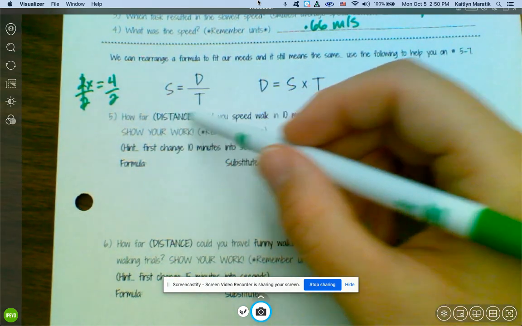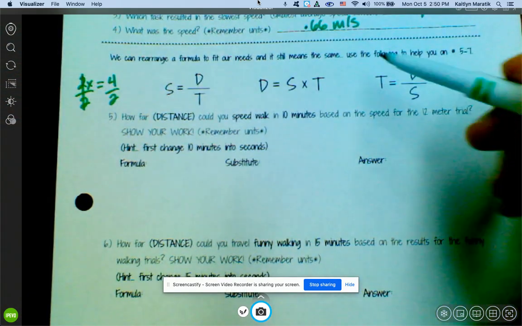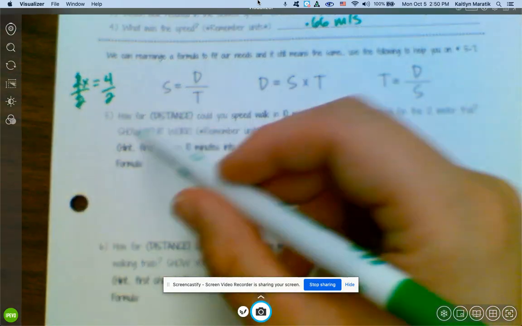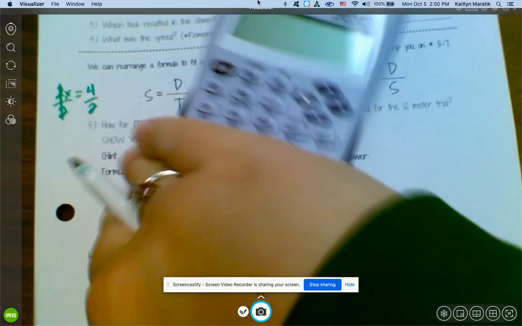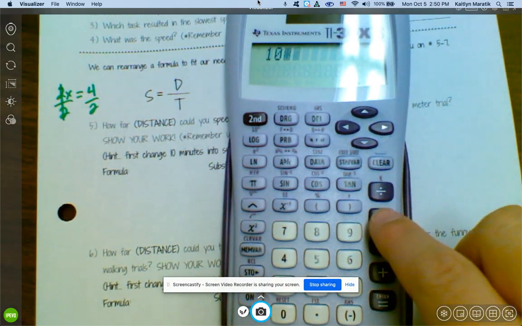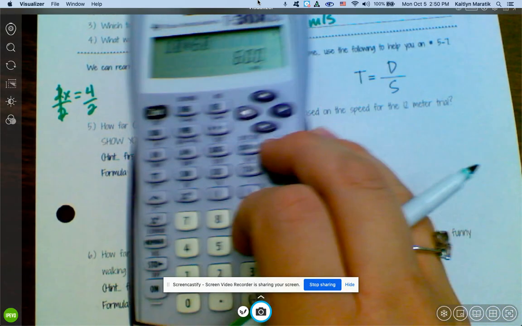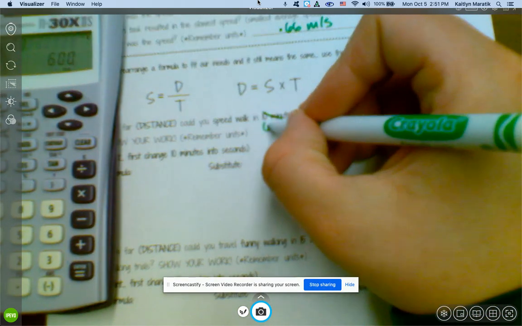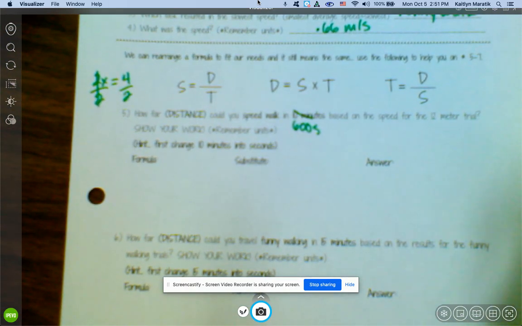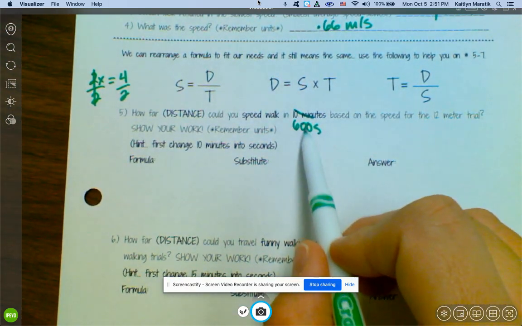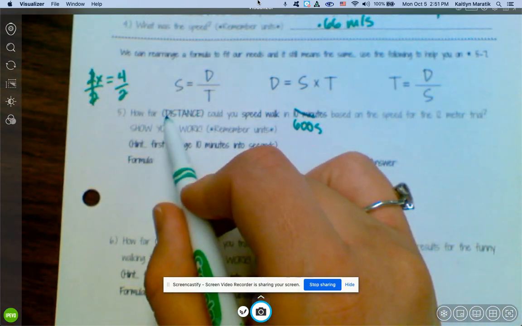So, how far in distance could you speed walk in 10 minutes? Remember units, first we need to change our minutes into seconds. So, how many seconds are in 10 minutes? 10 times 60 seconds gives us 600 seconds. So, we're going to go 600 seconds. So, how far could you speed walk in 600 seconds? I want to know my distance.